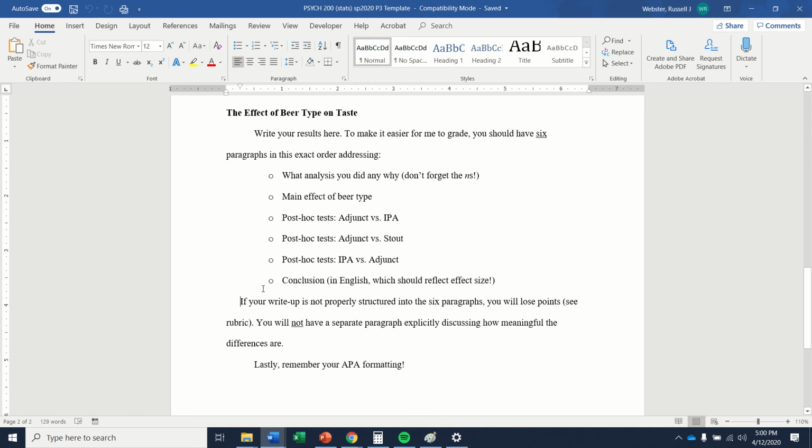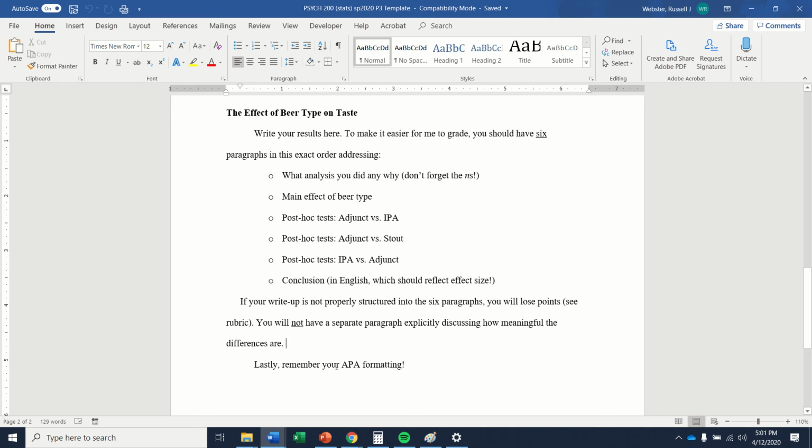And then if your write-up is not properly structured into the 6 paragraphs, you will lose some points. And so you can see the grading rubric to see how many points you would lose. But just make sure that you have those 6 distinct paragraphs addressing what you're supposed to in each paragraph. And then I will note you will not have a separate paragraph explicitly discussing how meaningful the differences are, like you did for practical 2. Right, so for this practical, you don't have to talk about how meaningful the differences are, but your conclusion should address effect size by using proper qualifiers.